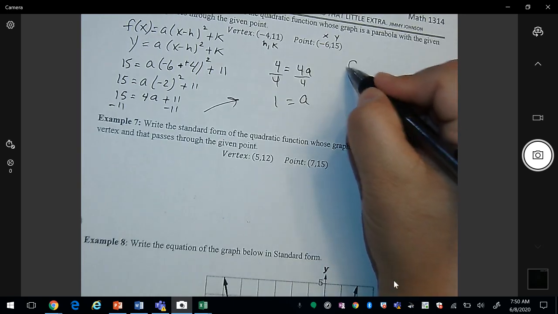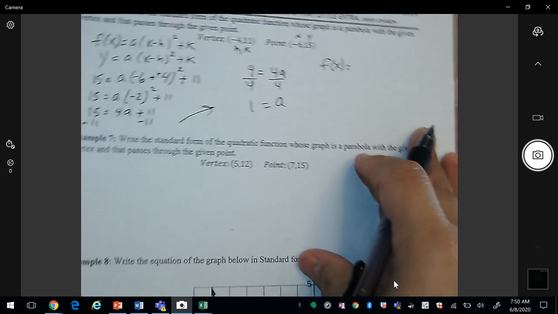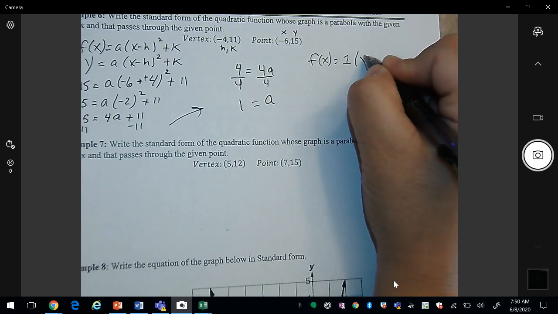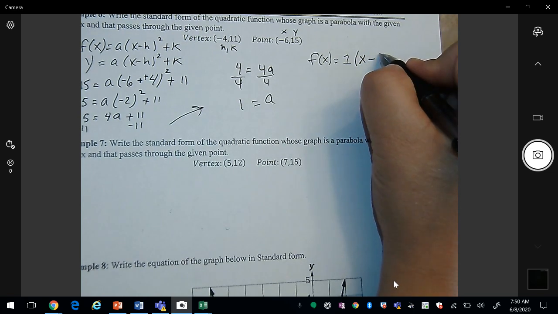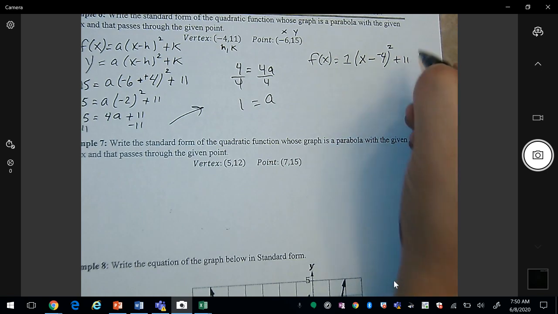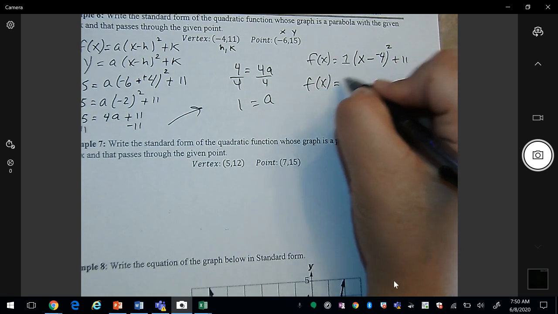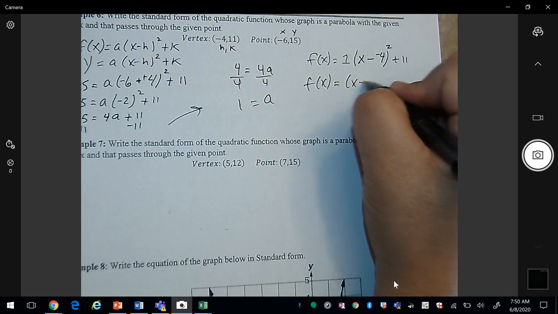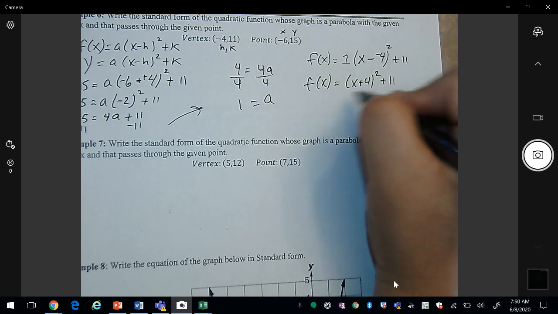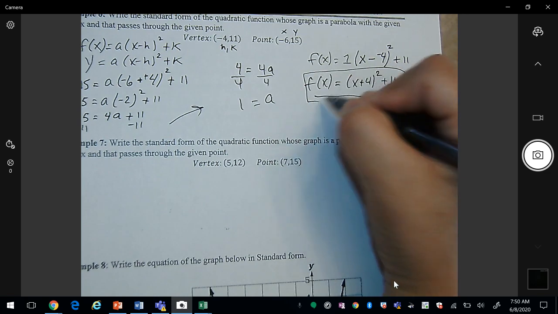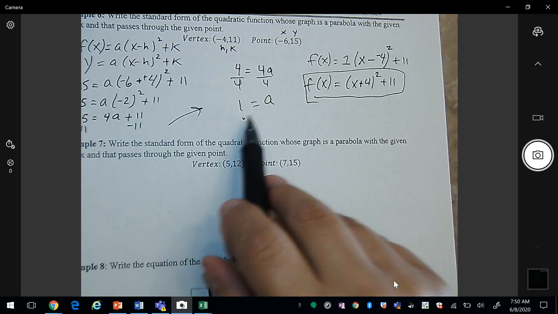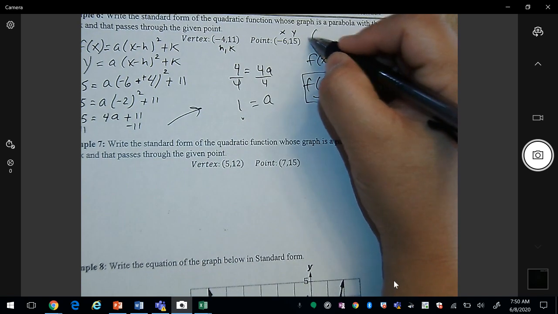Okay, so once we know a, we can plug the information back in. So a is 1. X minus your vertex, which is negative 4, squared, plus 11. I don't need to write the 1. Negative negative is positive. And so this would be your equation. So after finding a, we come back to the general form.